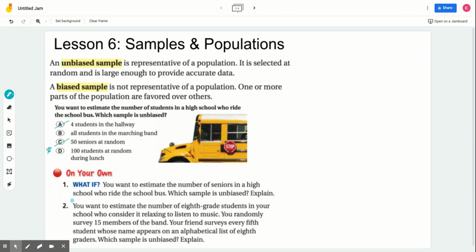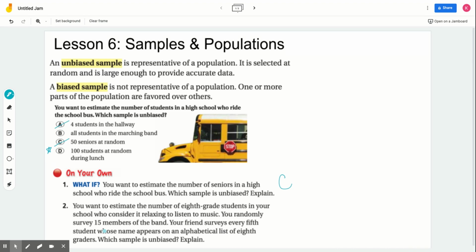Now, on your own number 1, you want to estimate the number of seniors in a high school who ride the bus. Which sample is unbiased? Explain. Take a minute to answer this question. Since we're specifically asking about seniors who ride the school bus, choice C would be the best option because we're specifically looking at seniors.